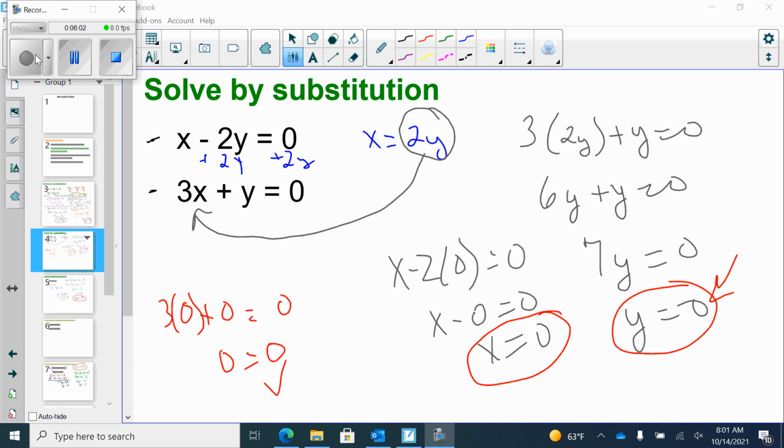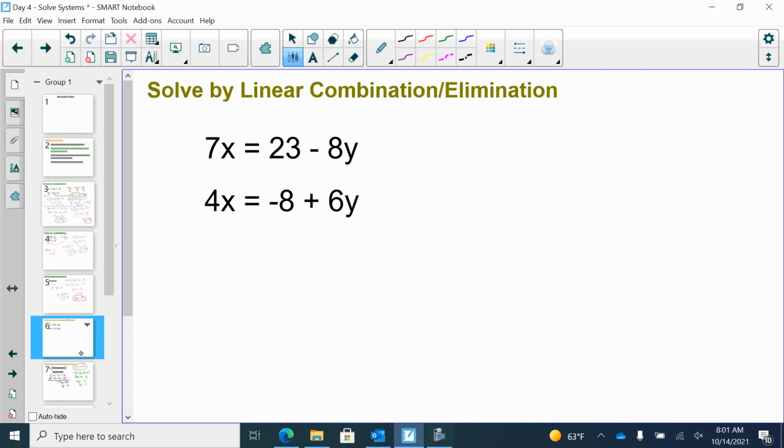Okay, now let's look at elimination, linear combination. I think this is probably the way most people solve it, and you can solve it any way. I just want to show you both because sometimes substitution is easier, but for the most part, we want to do this. So first thing we're going to do here is we have to align everything. We have our x's here, our numbers here, and our y's here. Everything is aligned, so we're good.